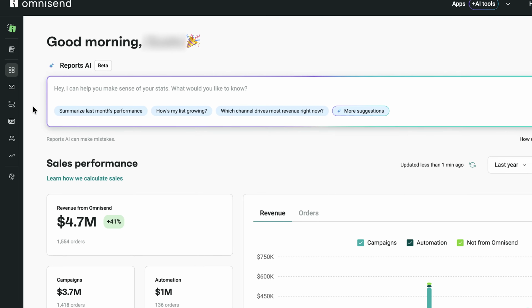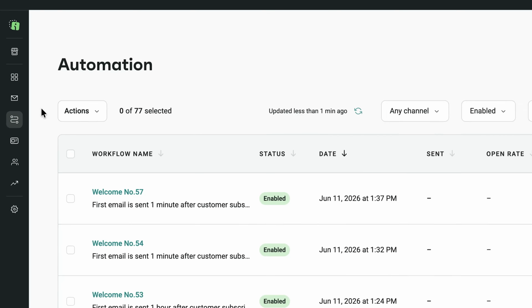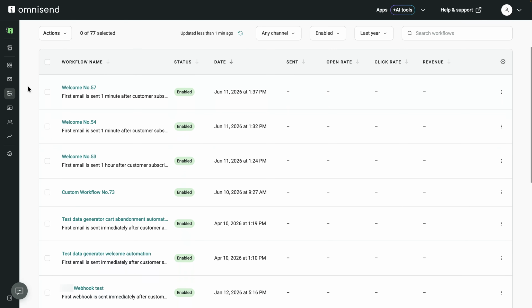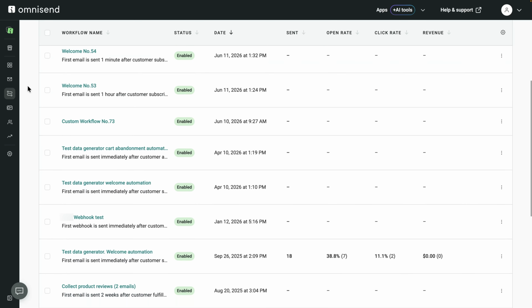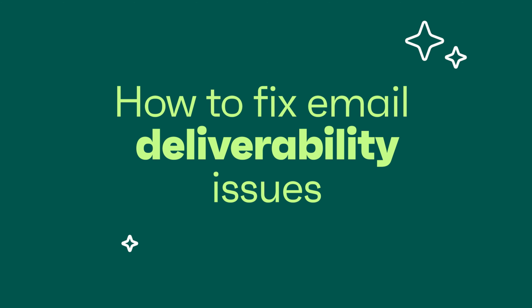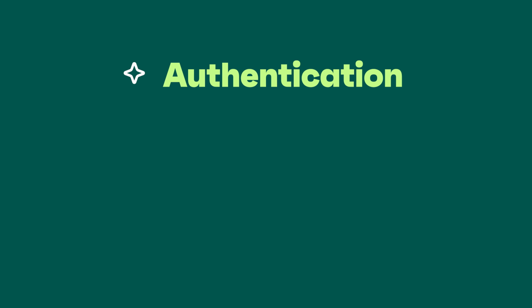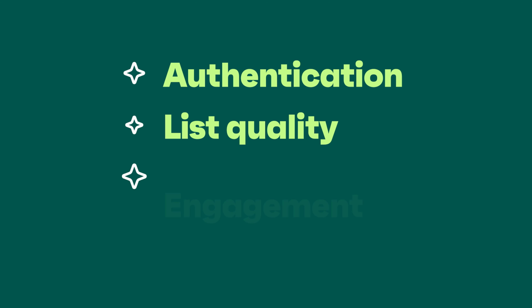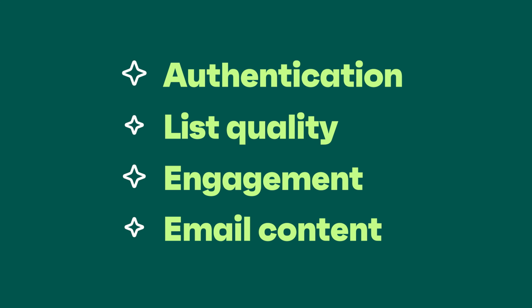For automations, open the workflow and confirm that it is active, published, and using the right trigger. How to fix email deliverability issues. Start with authentication, list quality, engagement, and email content.